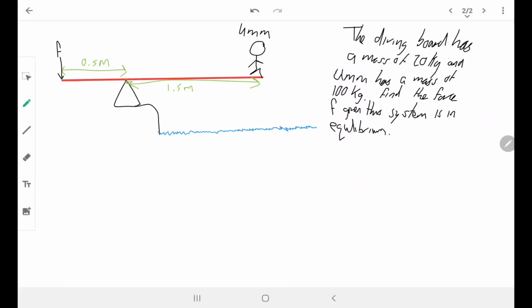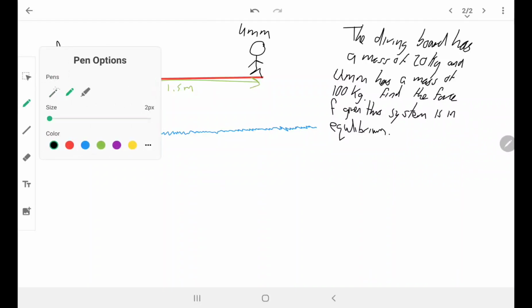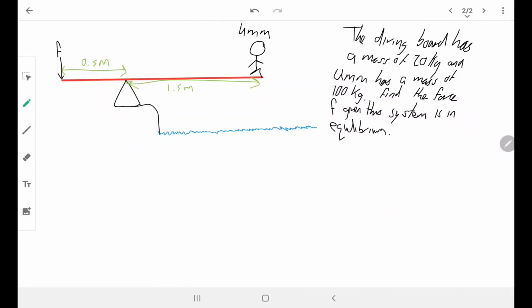So there will also be some force coming up here to support the whole system, but we're not going to worry about that at the moment. And I'm also assuming that the diving board's mass is evenly distributed, so that the centre of mass of the diving board is in the middle of the diving board. So my first thing is I'm going to go in purple. Everything I'm going to write from here on this question will be purple.